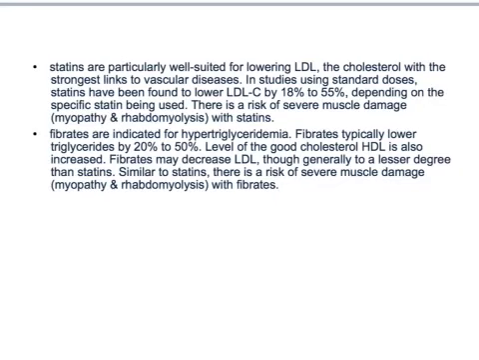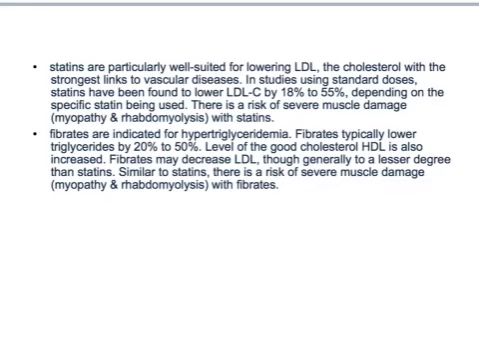Statins are particularly well suited for lowering LDL, the cholesterol with the strongest links to vascular diseases. In studies using standard doses, statins have been found to lower LDL. So they can ask you which of the following drugs is more effective in reducing LDL: statins, fibrates, niacin, and so on.